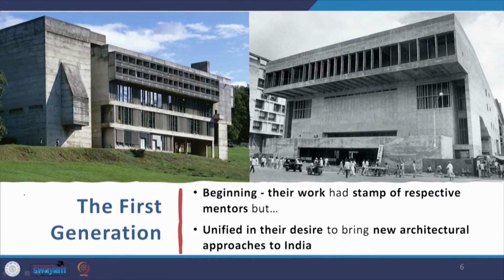Now, in the beginning, the work of this first generation had a stamp of the mentors. For example, if you look at Monastery La Tourette by Le Corbusier, this is a completely brutalist work. The word béton brut means raw concrete, so a raw concrete finish in the facade is brutalism. It is not brutal as in being very brutal in English, but the word brut has to do with concrete, raw concrete. Béton brut, raw concrete, so brutalism.